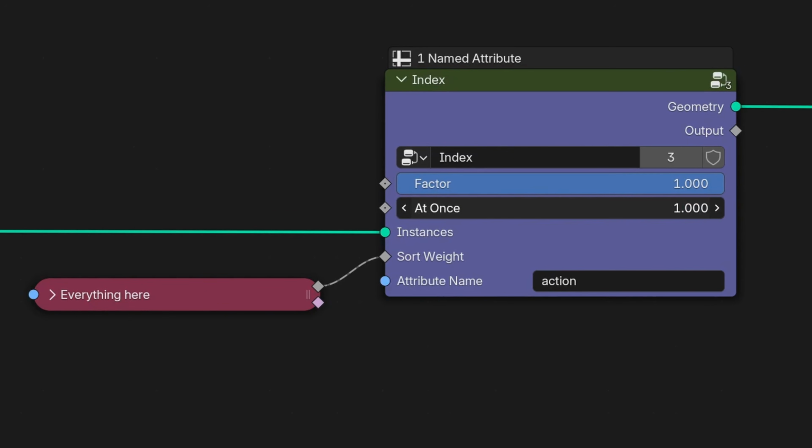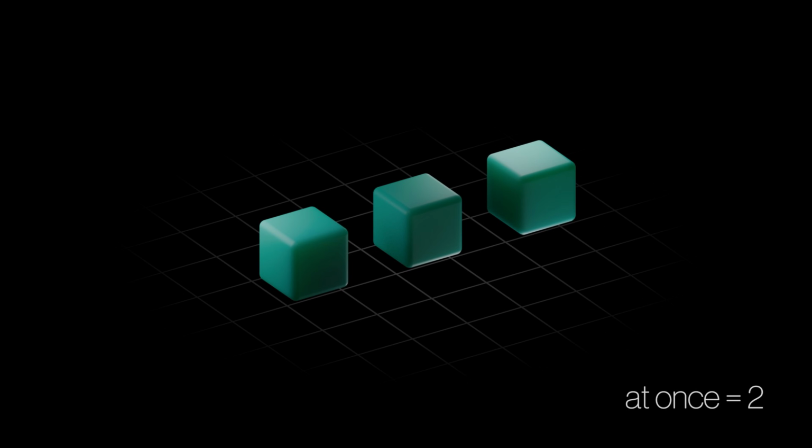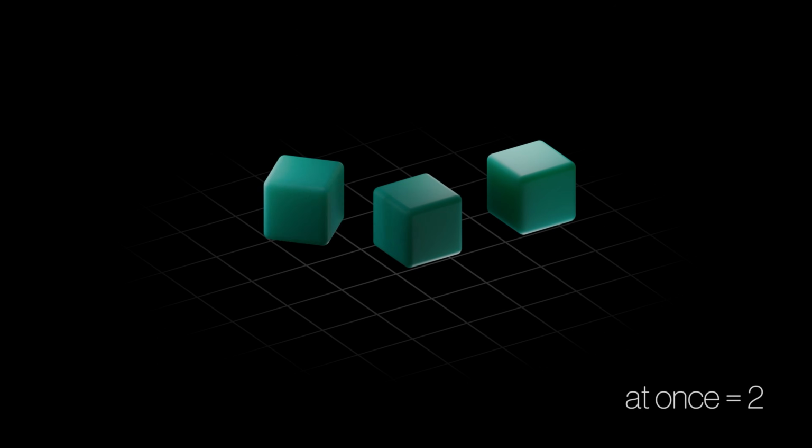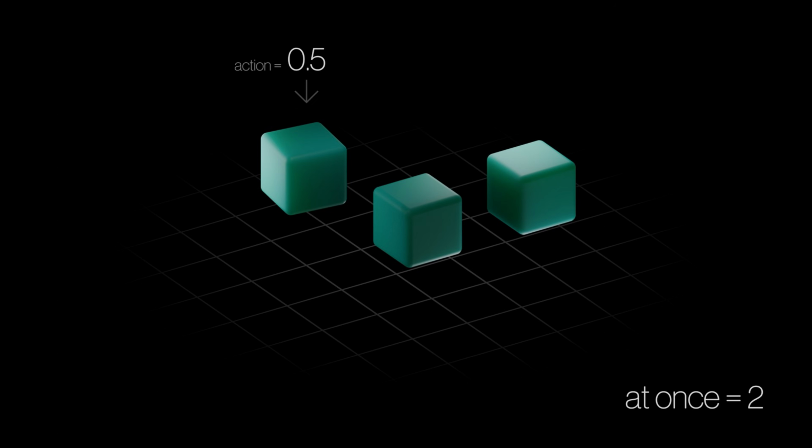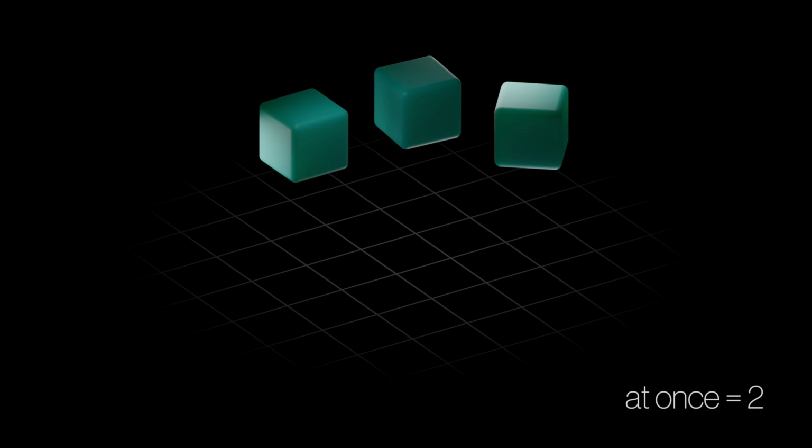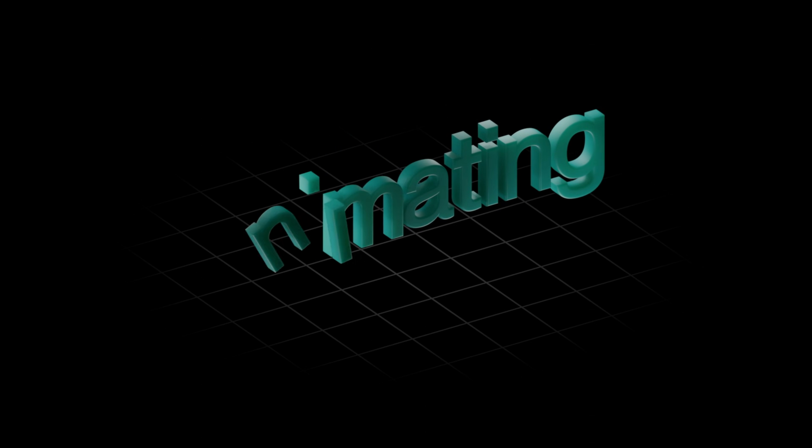But also, let's talk about this field here. At once, in my mind, means how many objects/instances should do something at the same time. So let's set it to 2. As we drag the slider, you'll see that the first cube starts doing its thing, and when it's at the middle point, AKA has its action attribute equal 0.5, the next one in the queue starts. It's really that simple.